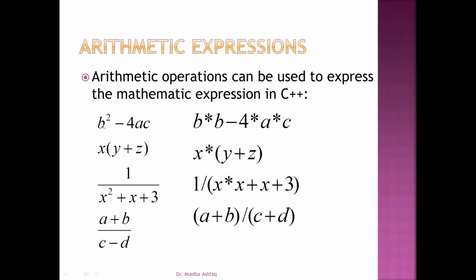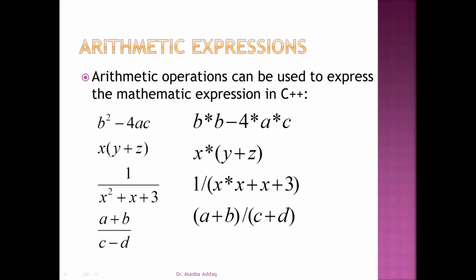So you can see that we have b squared minus 4ac. How can you write the corresponding C++ statement? For b squared, you have to write b star b minus 4 star a star c. You cannot write 4ac directly in a C++ program. It would be considered an invalid variable.